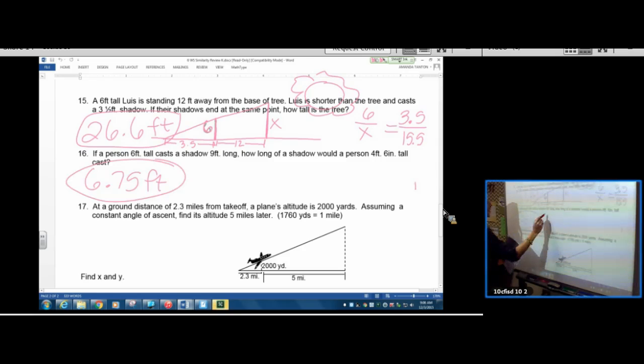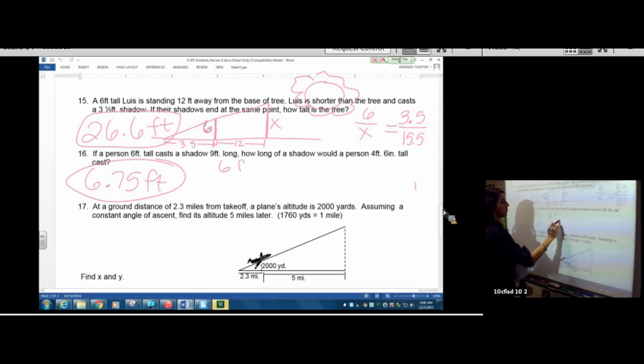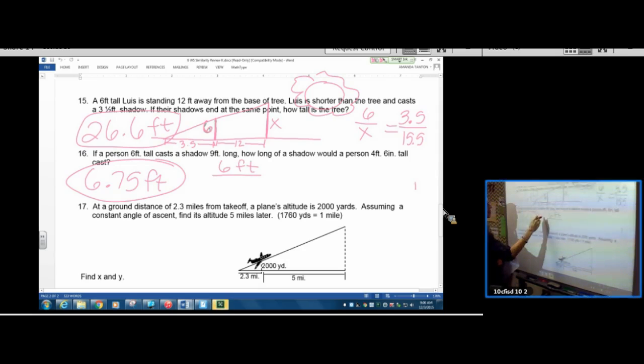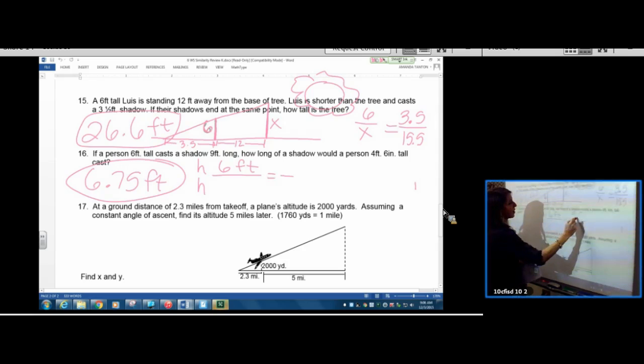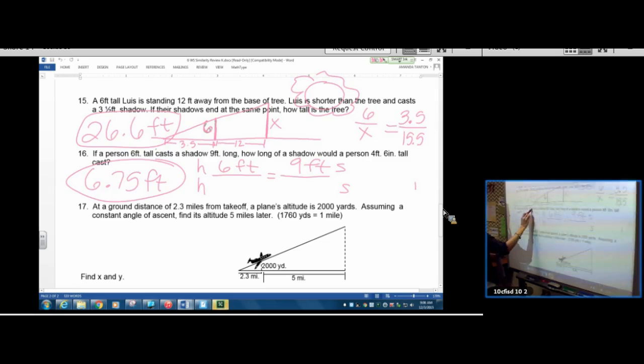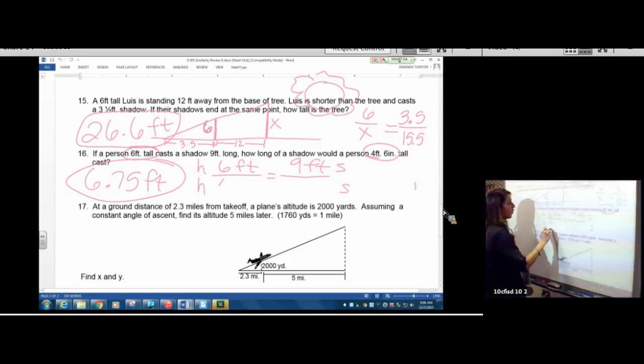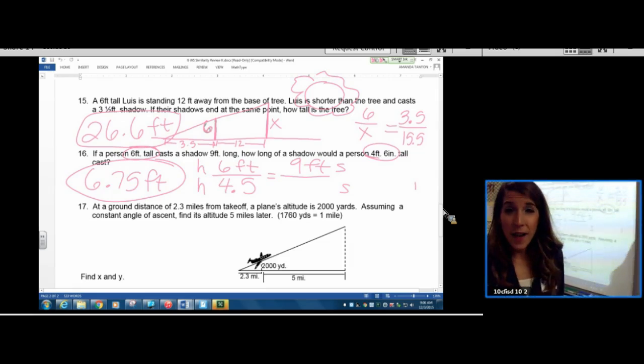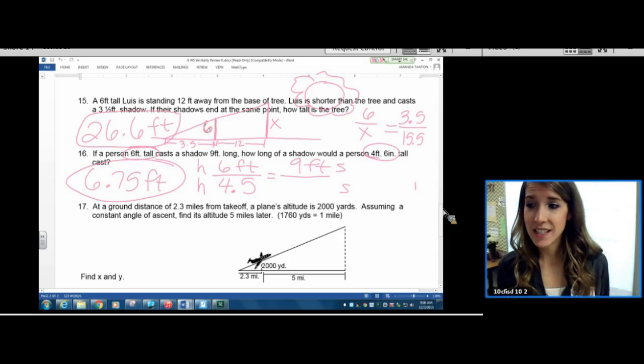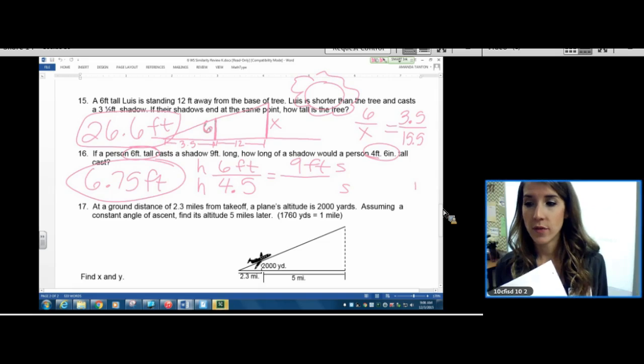So they're 6 feet tall. I like to do height over height equals shadow over shadow. So this person's height is 6 feet. The other person's height is 4.5. Do you get where that came from? 4 feet, 6 inches. Well, 6 is half of 12. So it's 4.5.